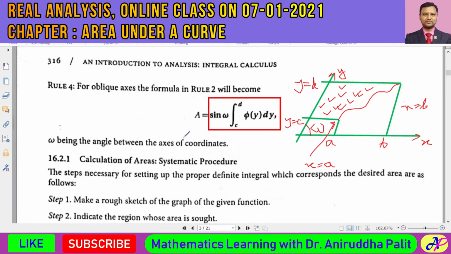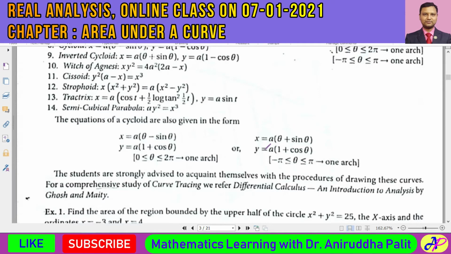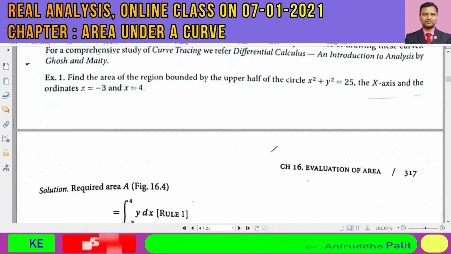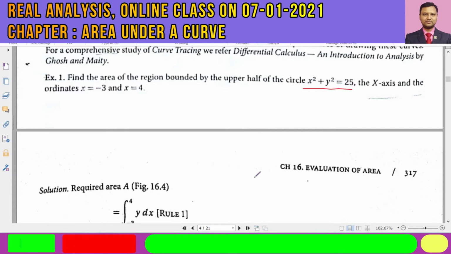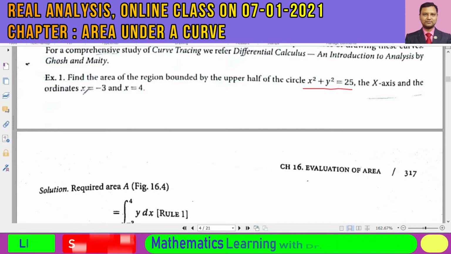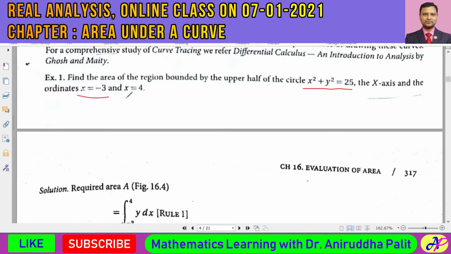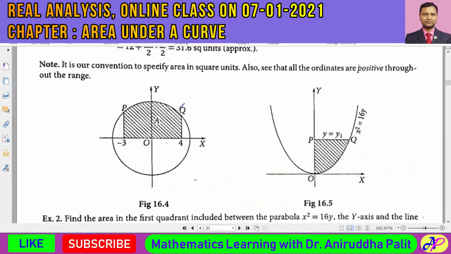So altogether, we have this kind of integration formula, and there are certain examples already there. Suppose you consider this example: you will have to find the area of the upper half of the circle x square plus y square is equal to 25, where the ordinates are x is equal to -3 to x is equal to 4. So in between x is equal to -3 and x is equal to 4, you will have to find the area of the circle. Yes, the picture is already there.